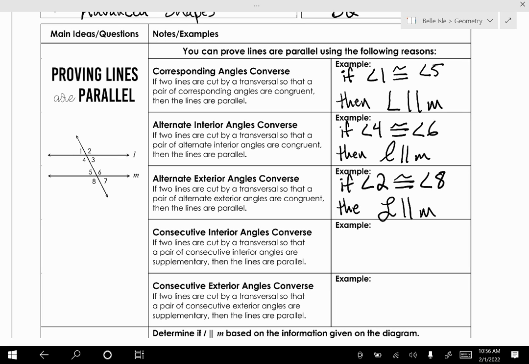Okay, 2 more of these. We've got consecutive interior. So consecutive interior, now we're looking for what? They're not necessarily congruent. Supplementary. Yeah, so we're trying to get them to be combined to do what? Equal 180. So if two lines are cut by a transversal so that a pair of consecutive interior angles are supplementary, then the lines are parallel. So let's say if angle, what did I do? 3.